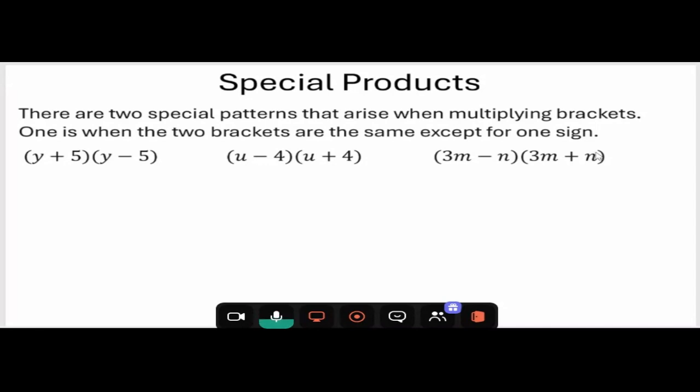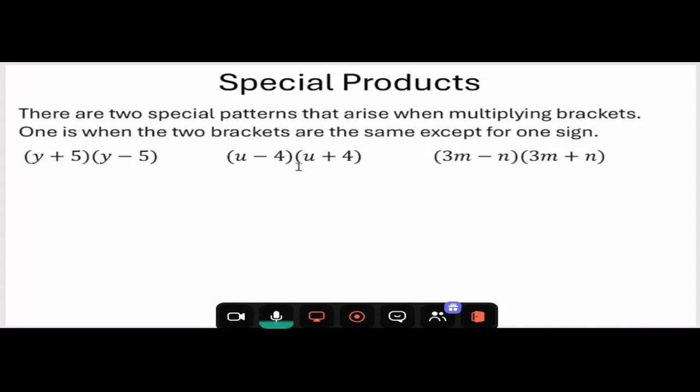So these are called special products because they turn out to have nice little patterns that saves us a lot of time when we're expanding, and more importantly, helps us later on when we try to reverse expanding brackets. So you'll see the pattern right away here. Both the brackets are identical, except one has a plus and one has a minus. Y plus 5 and y minus 5.